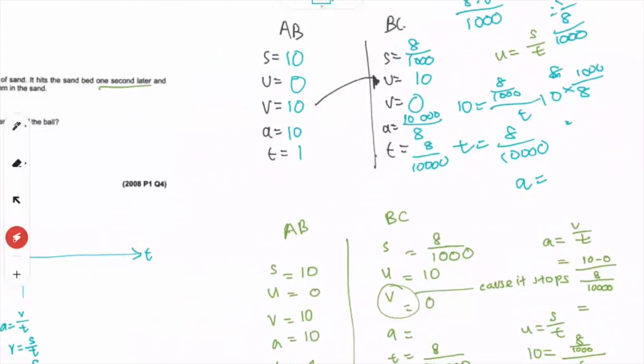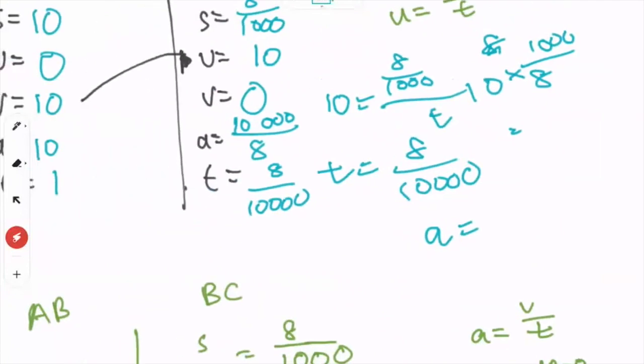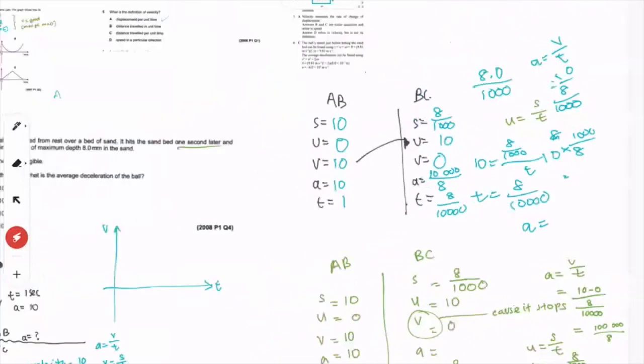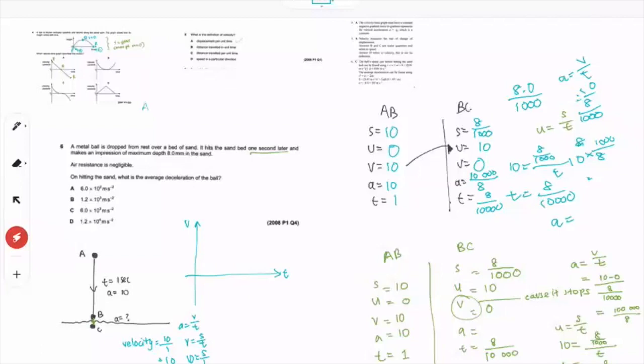How much is A? Is it 100,000 over 8? That sounds wrong. Yeah, about 10,000. How did you use the calculator? That is true. V square equals U square plus 2S. Then square. Divide by 2. 6250. Negative 6250.